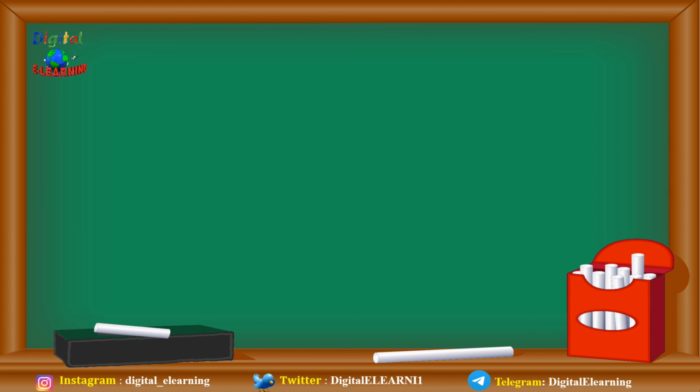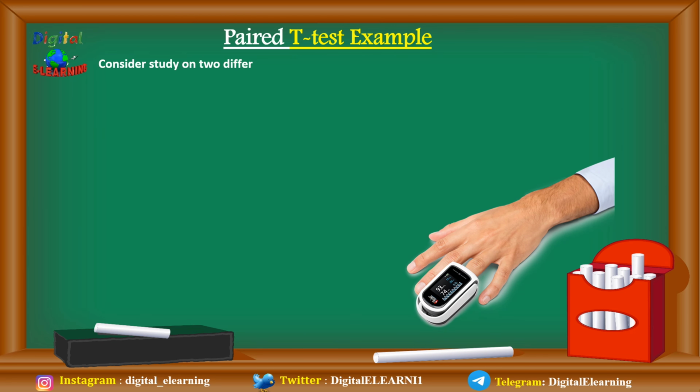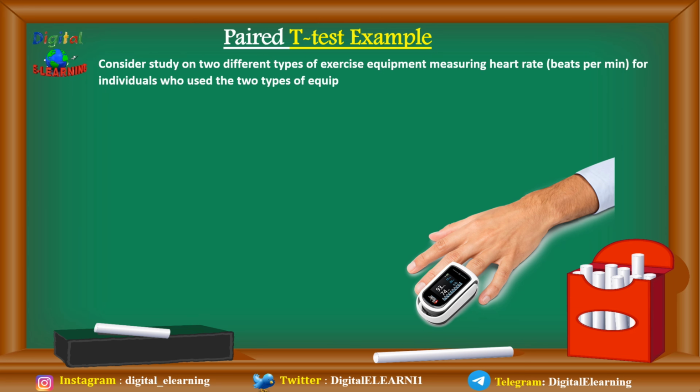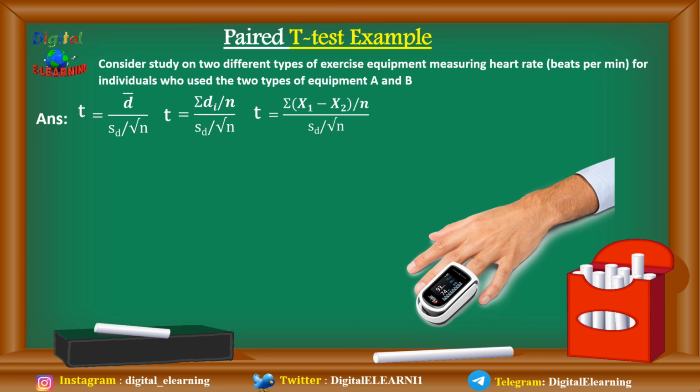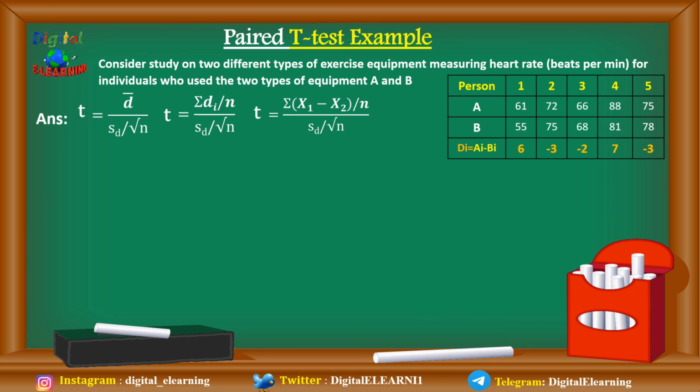Now we'll take another example for the paired t-test. Consider a study on two different types of exercise equipment, measuring heart rate, which a machine measures in beats per minute, for individuals who use two different types of equipment, A and B. In this case, we'll use the formula for t: d bar divided by Sd over square root of n. If we expand this formula, it's like this. And these are the values. We have 5 persons who are using two different pieces of equipment and their heart rate is measured in beats, and the values are given in the table.